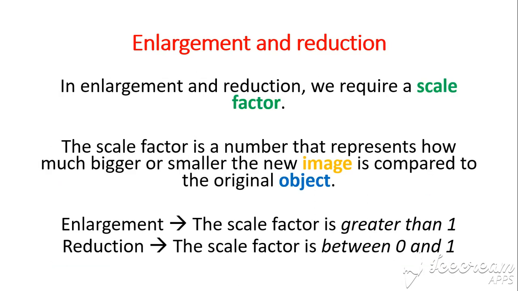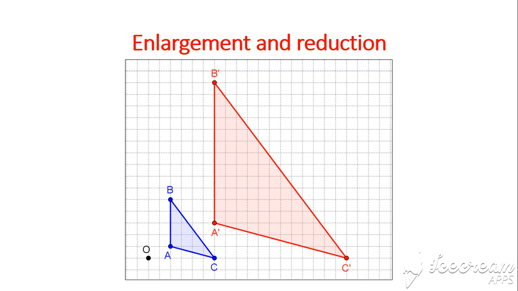In enlargement and reduction we require a scale factor. The scale factor is a number, and that number tells us how much bigger or smaller the new image is compared to the original object. In other words, if we have a scale factor of, say, 2, that means the image is twice as big as the original object. In enlargement, the scale factor is a number that is greater than 1, and in reduction, the scale factor is between 0 and 1.